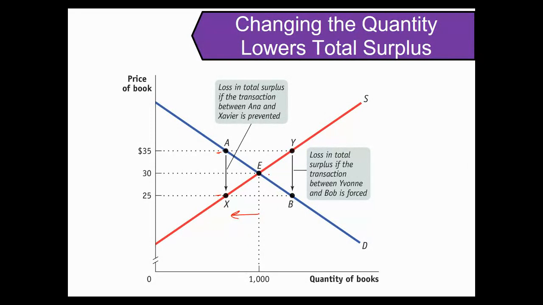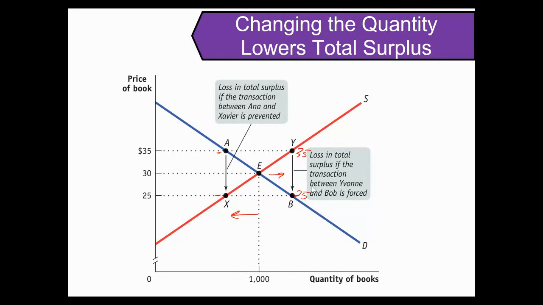But if we turn around and look at the other side, if Yvonne at point Y is compelled to sell her book to someone like Bob at point B, the total surplus would also fall by $10 because of the difference: Yvonne's willing to sell at 35, right? And Bob is willing to buy at 25. So we see once again the total surplus would fall because we're forcing people to buy and sell at a rate that is not voluntary. So once again, we don't want that to happen.